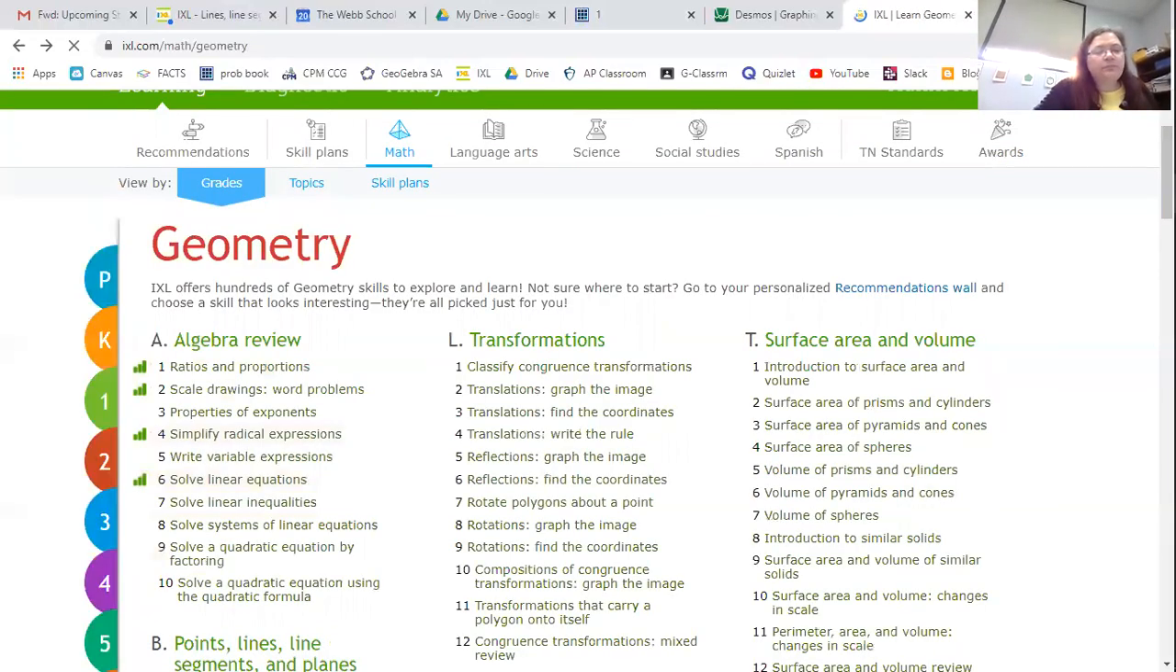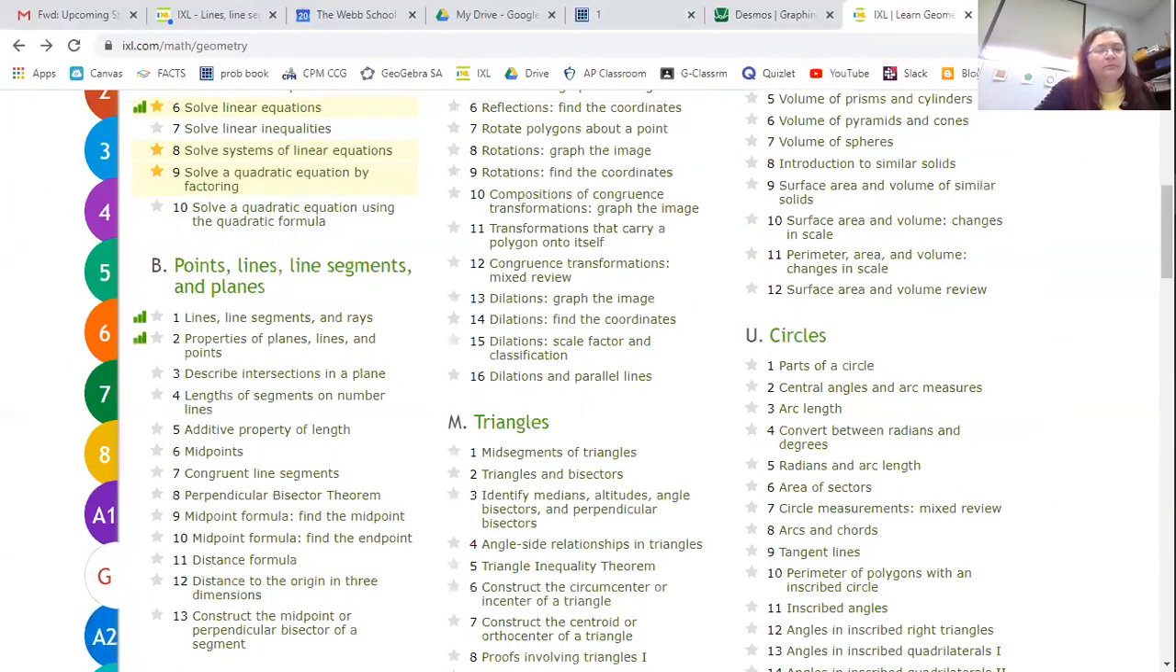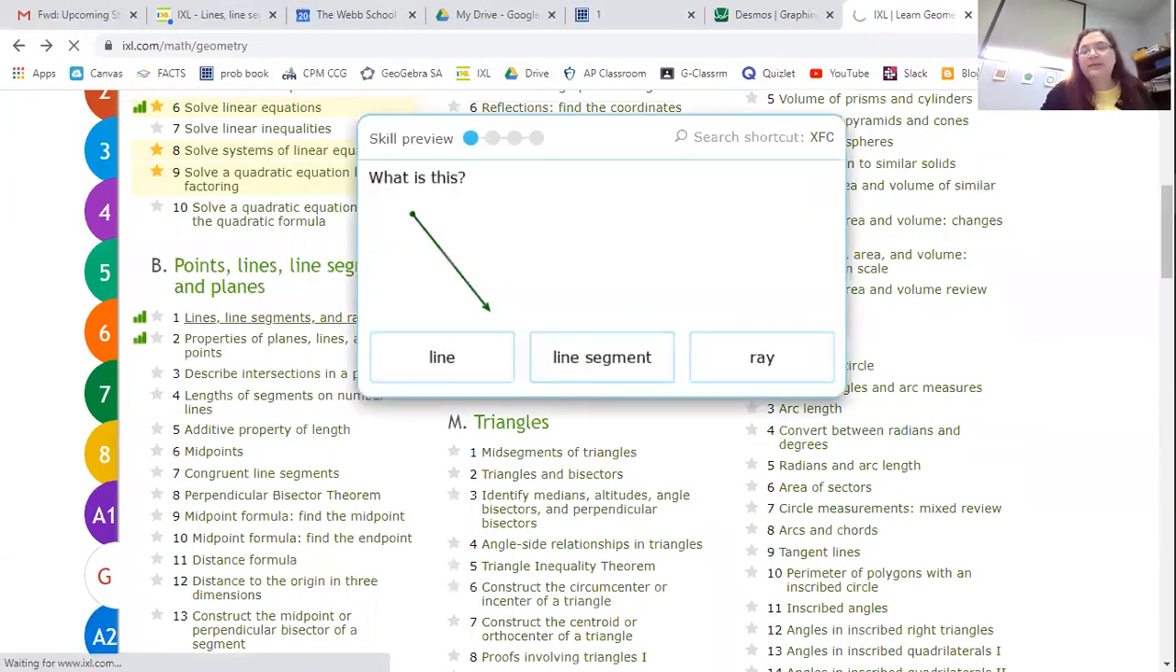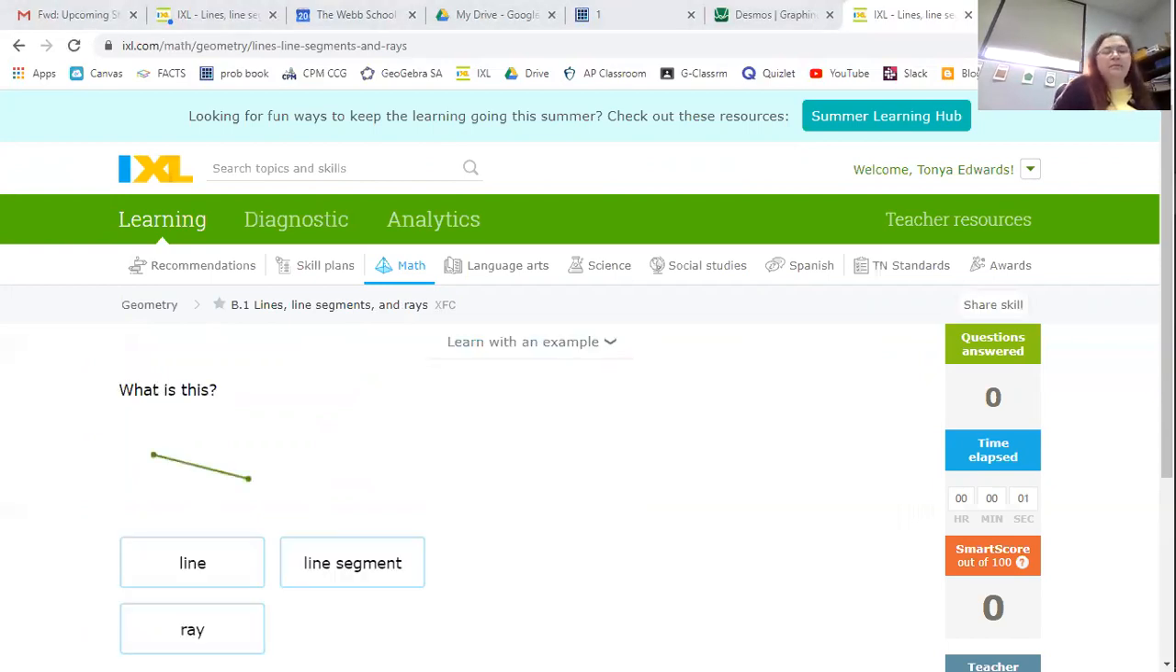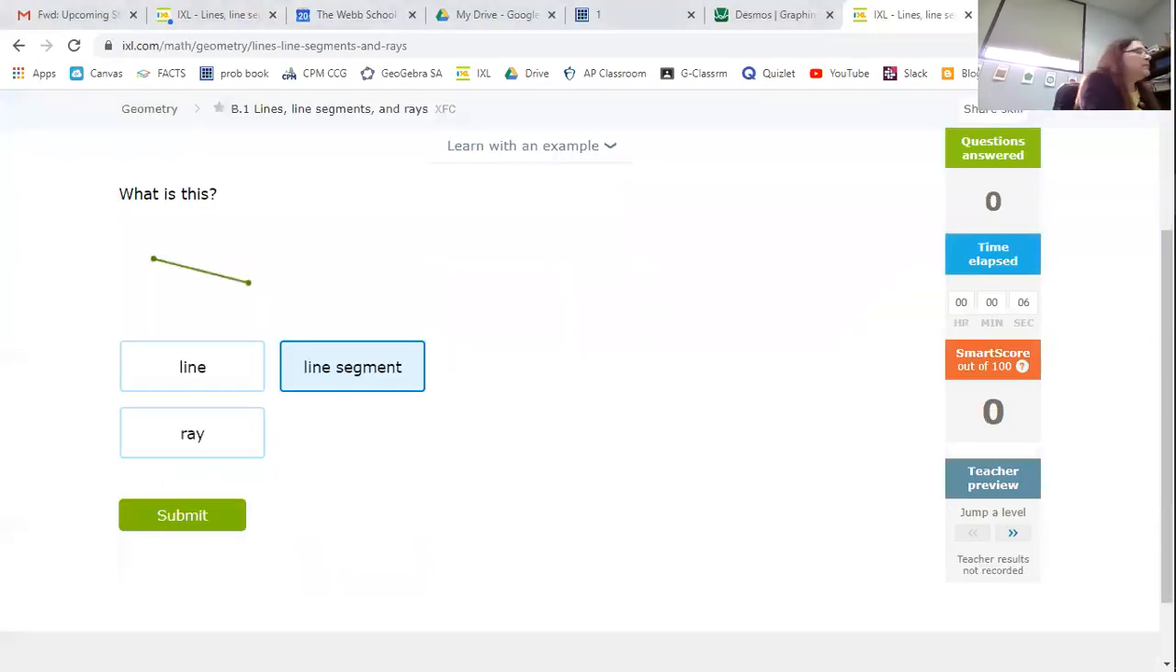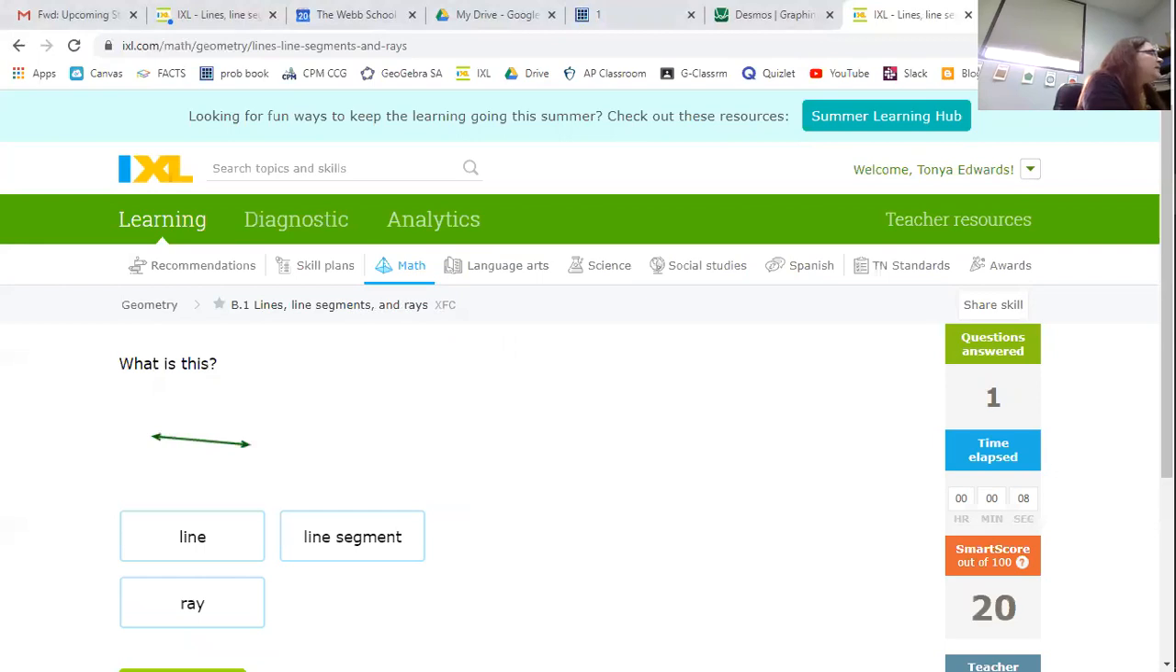So, lines, line segments, and rays. And it's just going to ask you, what is this? What is that? A line, a line segment, or a ray? It's a line segment, yeah. So we say line segment, we submit it, and it says, woo, yes, you did it right. What about the next one? Right. Yep. Oh, I forgot to hit submit.